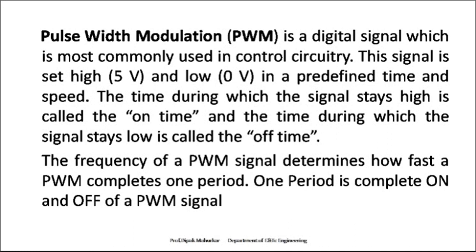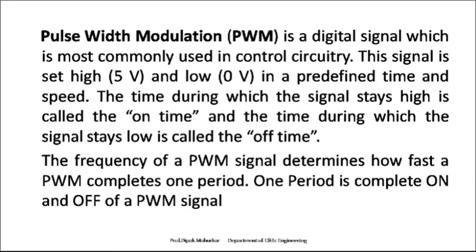The time during which the signal stays high is called the on time, and the time during which the signal stays low is called the off time. The frequency of a PWM signal determines how fast a PWM completes one period. One period is one complete on and off of a PWM signal.